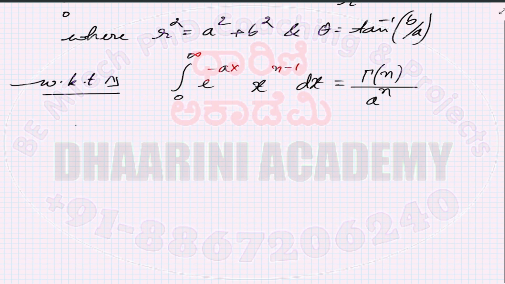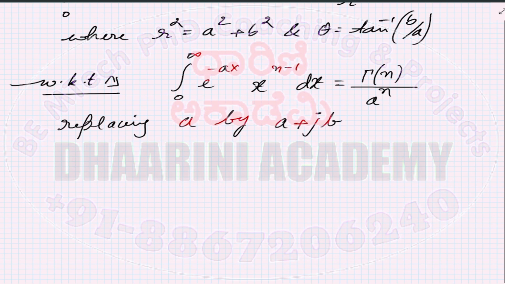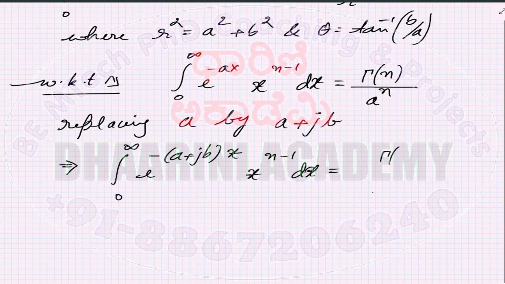Now I'm going to use this to prove the points. Replacing a by a plus j times b, it's a complex number, I replace a by a plus j times b on both sides. That is, the integral 0 to infinity e to the power minus a plus j times b, into x, x to the power n minus 1 dx, is going to be equal to the same gamma function divided by a plus jb whole to the power n.